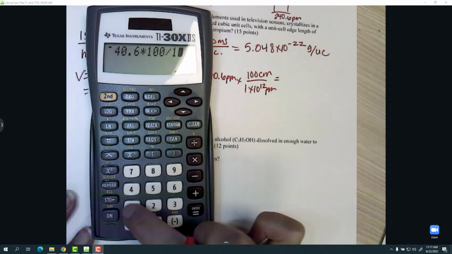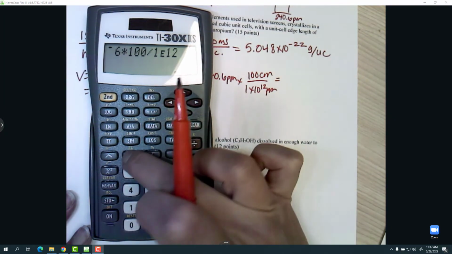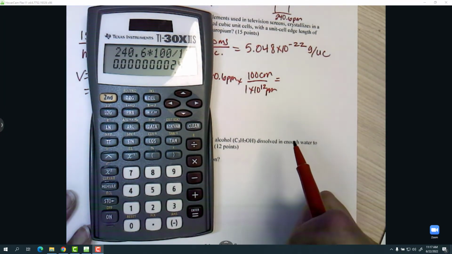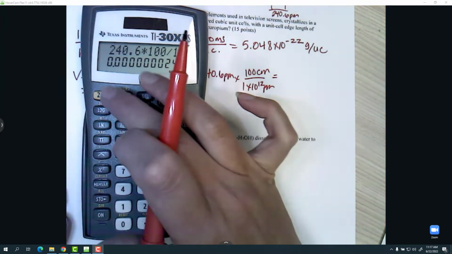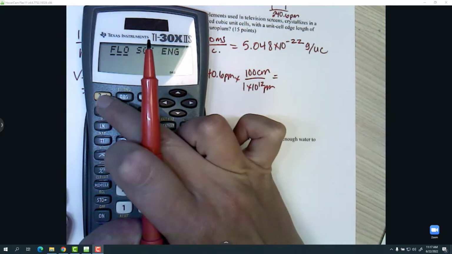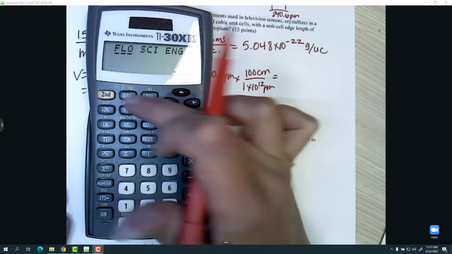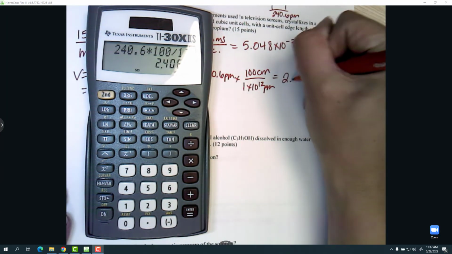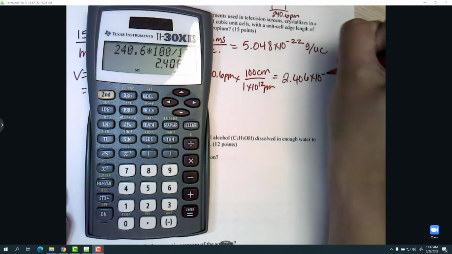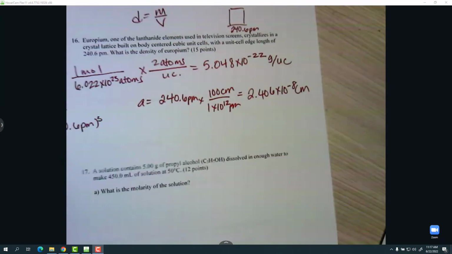240.6 times 100 divided by 1 times 10 to the 12th. So I'm using that E button. And you can see it doesn't give me a lot of information. I'm probably just going to do, for mine, second and then scientific. Oh, there we go. Instead of floating decimal, I want scientific notation. And so then that'd be the 2.406 times 10 to the minus 8. And it would be centimeters. And then that is what I can cube.